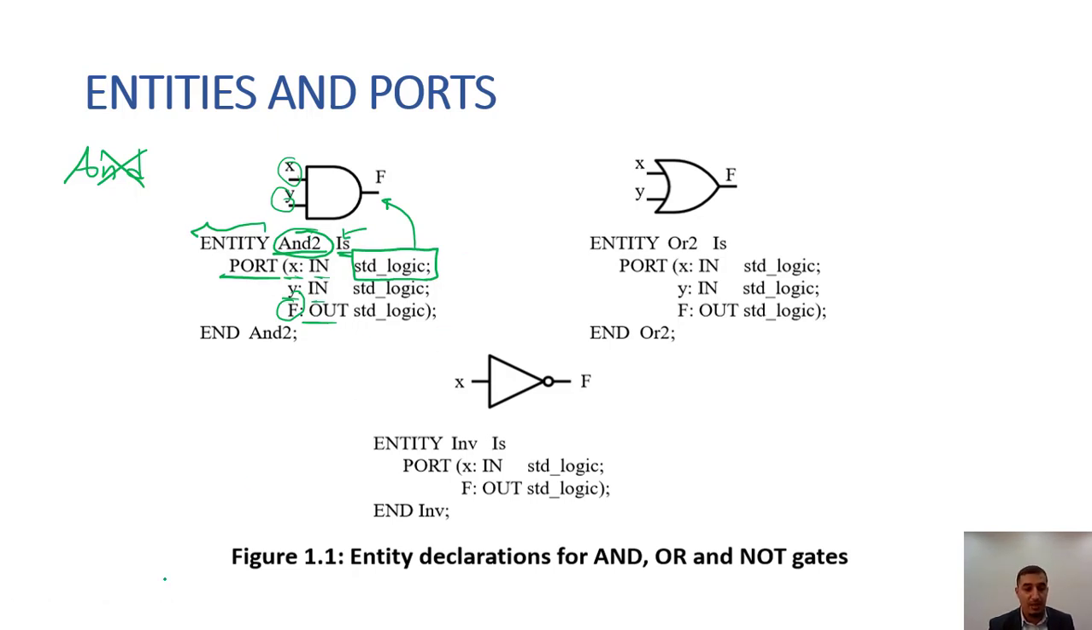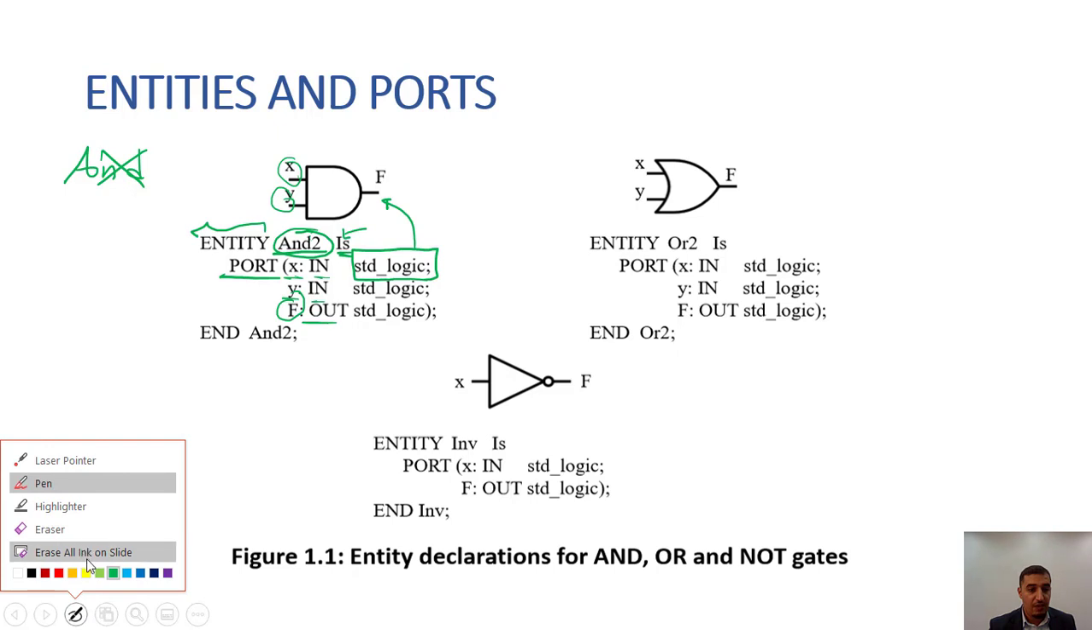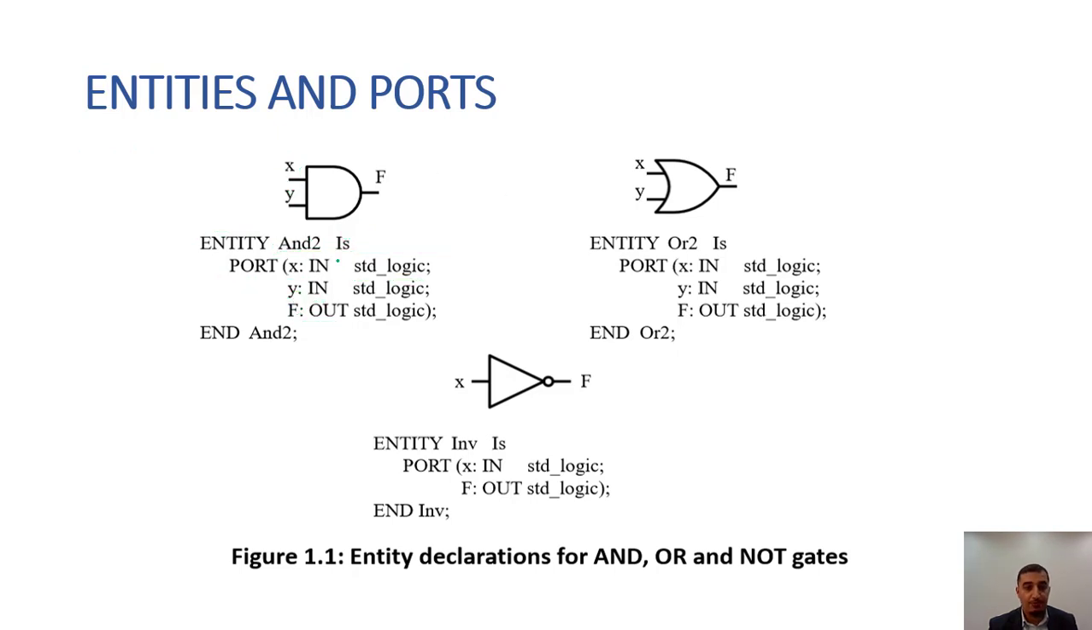So when we specify the port, we need to say the name of the input, the type of the input, and what signal it is carrying. So X, two dots, is an input port of type standard logic. Y, two dots, is an input port of type standard logic. F, two dots, is an output port of type standard logic.